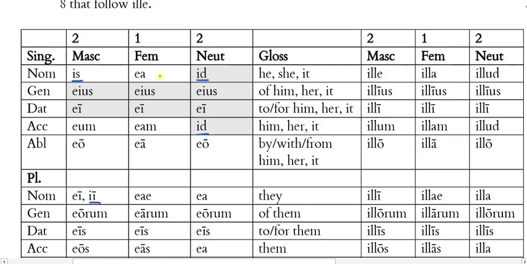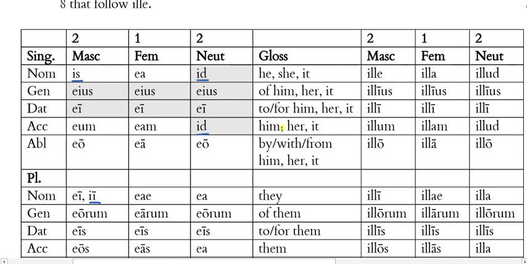Is, ea, id, so he, she, it. Eius, eius, eius, of him, of her, of it. Notice that this is very similar to illius, all the same forms. All the genders look exactly the same, except we don't have the long i here in eius. And then we have ei, ei, ei, so to or for him, her, or it. Again, just like illi, illi, illi, these are the same.